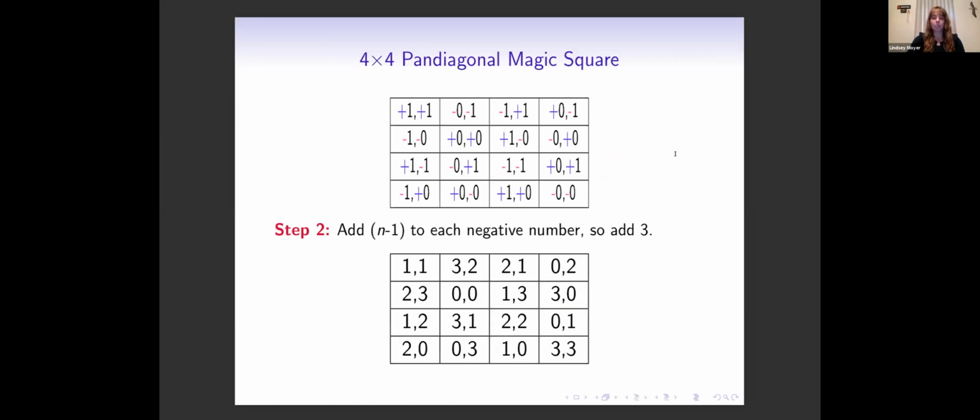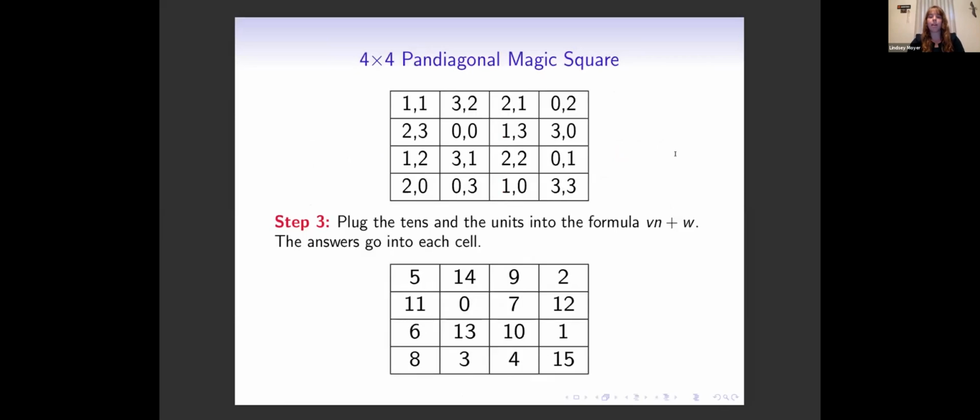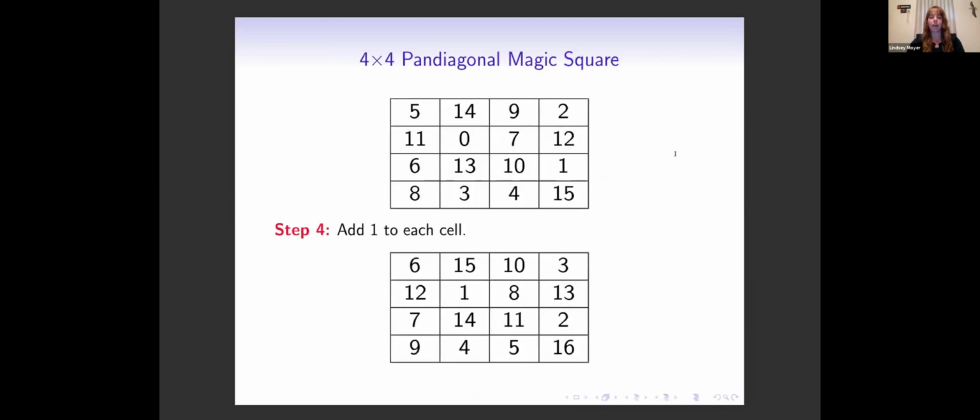We're going to take these ordered pairs and we're going to plug them into our formula of Vn plus W. Those new answers are going to go into each cell, but if you see one of our cells have 0, which we can't have, so our last step is to add 1 to each cell.